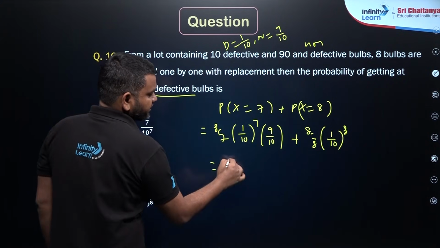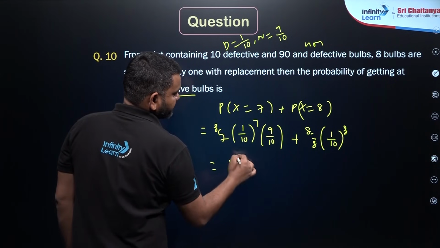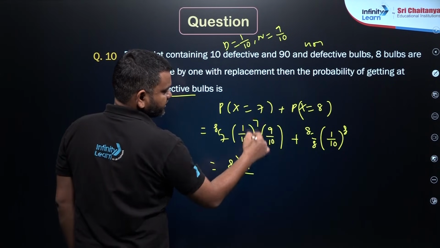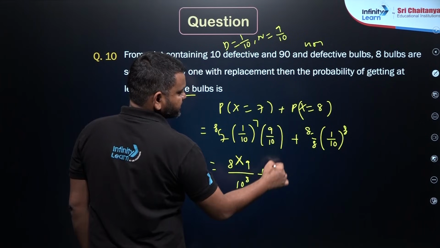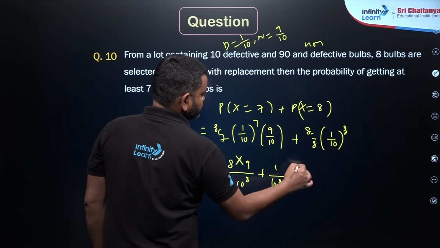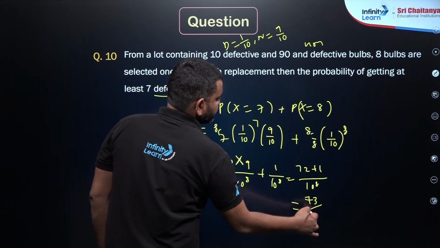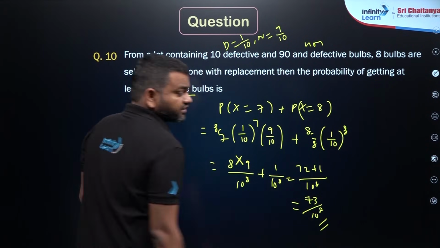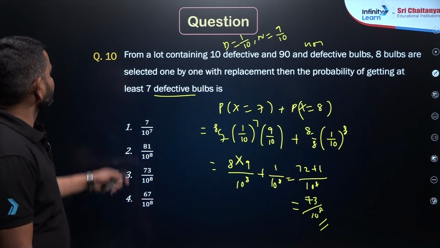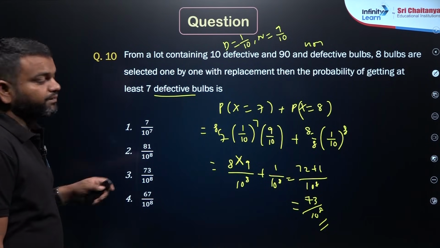This is going to be 8 into 9 divided by, in the denominator I have 10 power 8, plus this is directly 1 by 10 power 8. So 72 plus 1 divided by 10 power 8. So 73 divided by 10 power 8 is going to be your answer. Okay, this is one easy question from the session. Next.